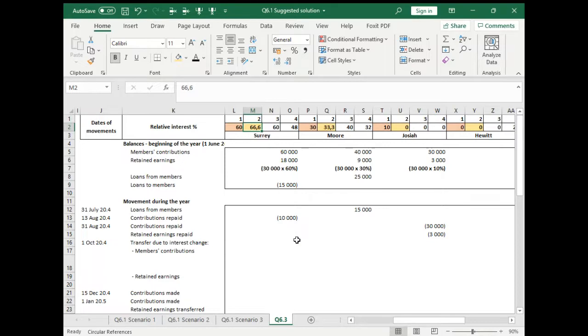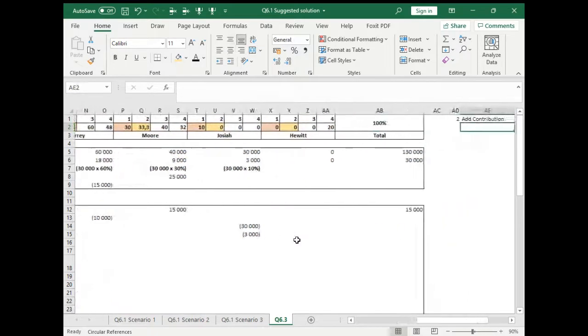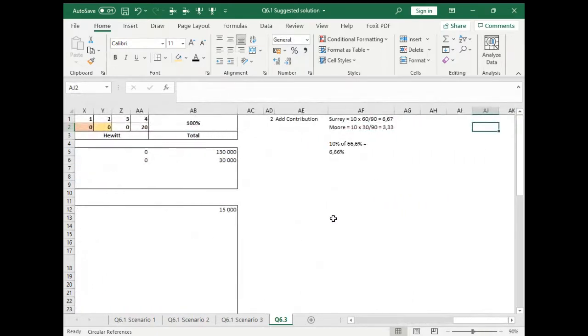Now how do I know it has increased to that value? So I'm quickly going to show you how to do the calculation. To do the calculation, Surrey initially had 60% of the remaining 90%, okay?